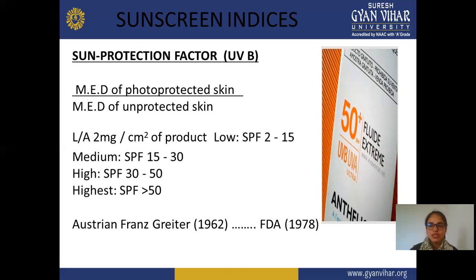We calculate SPF with the help of this formula. According to this formula, for photoprotected or unprotected skin, you can easily calculate the SPF of your cream, the protection property of your cream, at 2 mg per centimeter square of the product. Low SPF is 2 to 15, which helps to protect from the sun but in a very low amount. Next, medium SPF is 15 to 30, high SPF is 30 to 50, and the very highest SPF is more than 50. So this is a classification according to the SPF indices.